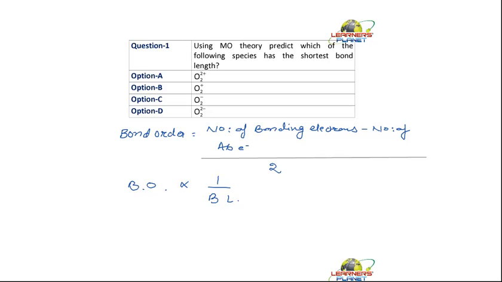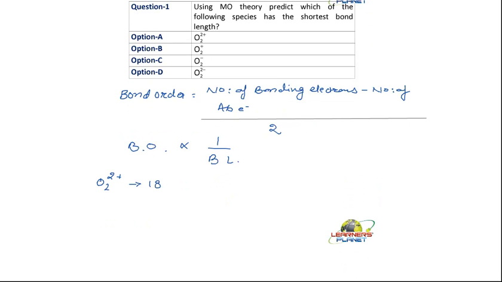How will you find out the bond order? For that you'll have to write the number of electrons in the bonding and anti-bonding molecular orbitals, right? Now say for oxygen O2 2+, how many electrons will be there in total? There are 16 electrons in O2, right? And in O2 2+, there will be how many electrons? 18. Now let's write its molecular orbitals.